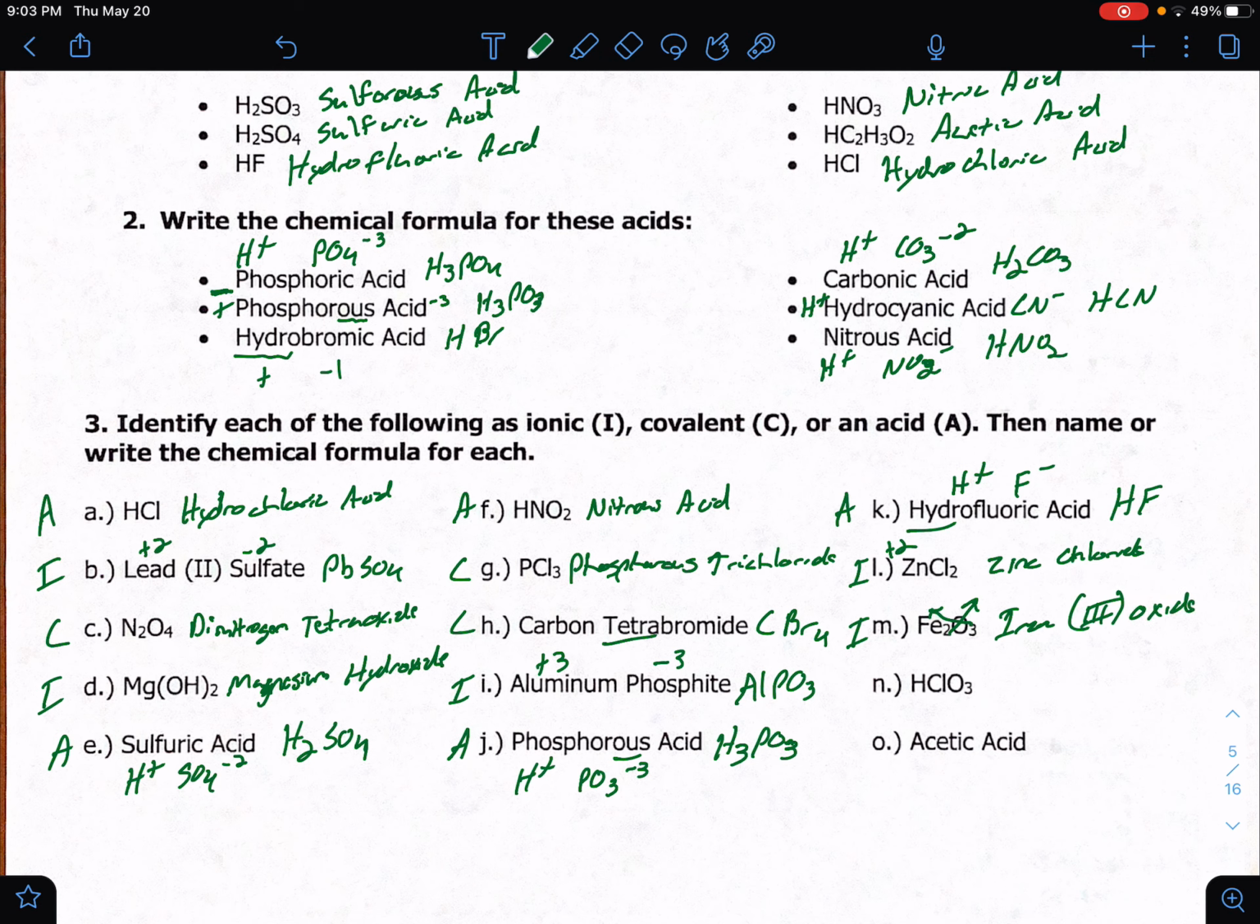Okay, HClO3. So this is an acid. ClO3 is chlorate, so this would be chloric acid. Acetic acid. Again, this is an acid, so it starts off with an H+, and this would be acetate, so C2H3O2 with a -1. So already balanced. So this would just be HC2H3O2.